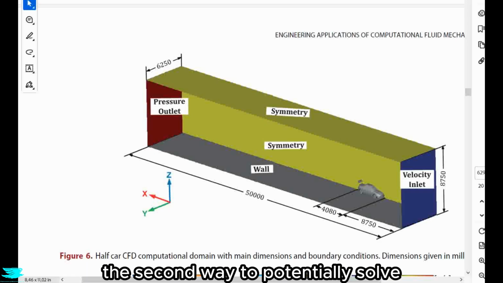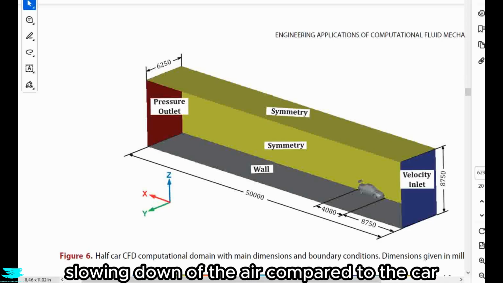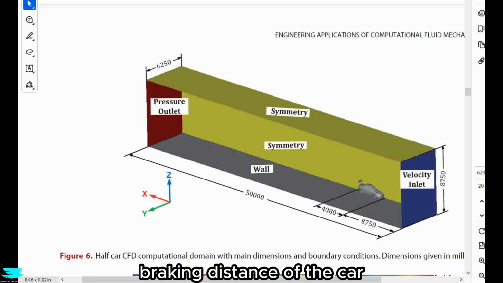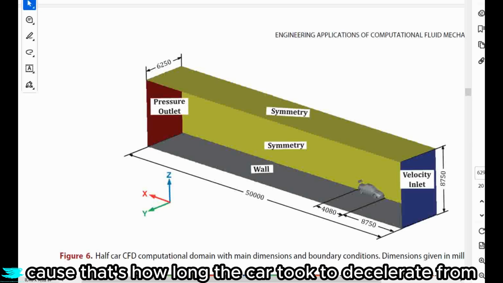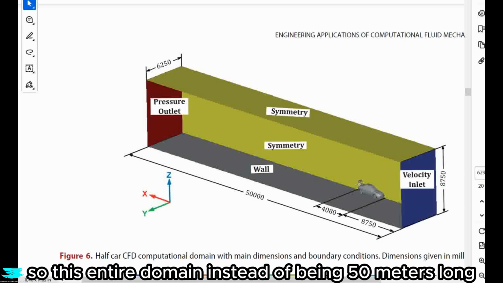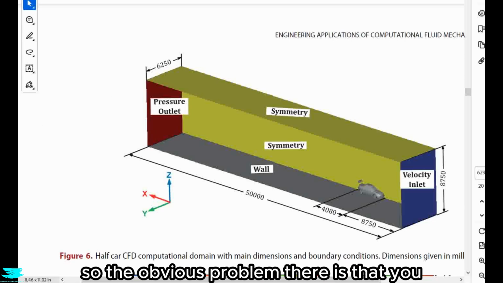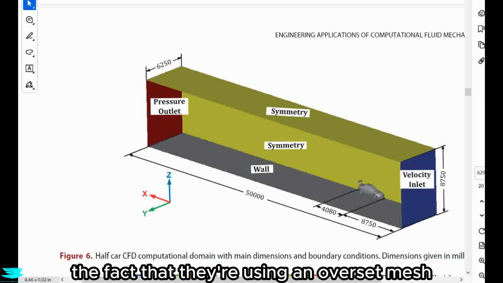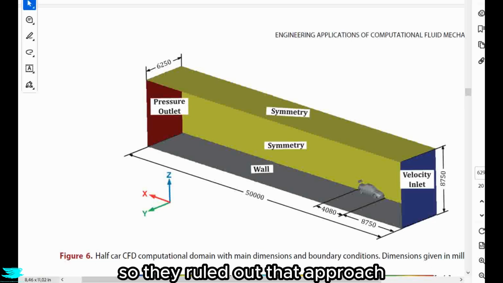The second way to potentially handle the relative slowing down of the air compared to the car was to make the global domain so large that it covered the entire braking distance of the car. It would mean that it would need to be at least 110 meters long, because that's how long the car took to decelerate from the starting speed to 0. So this entire domain, instead of being 50 meters long, would be 110. The obvious problem there is that you'd have to have a lot of cells, and coupling that with the fact that they're using an overset mesh, the computational time would skyrocket. So they ruled out that approach.